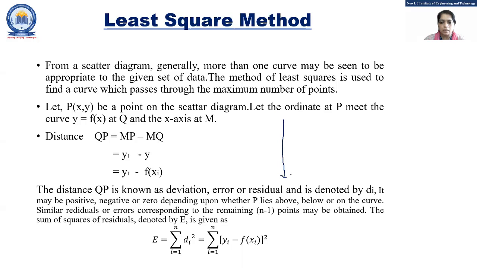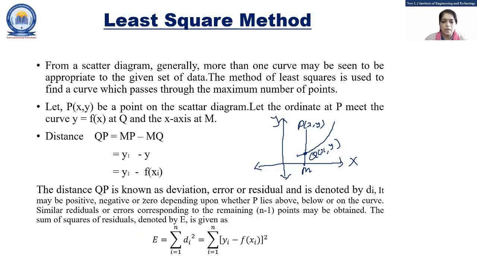So let's try to understand by graph. This is the x-axis, this one is the y-axis, and suppose this is the curve and this ordinate P(x, y) meets the x-axis at M. And this point is Q. So P meets the curve y equal to f of x at Q, and the x-axis at M. So the distance MP minus MQ is equal to yi minus y, that is yi minus f of xi.